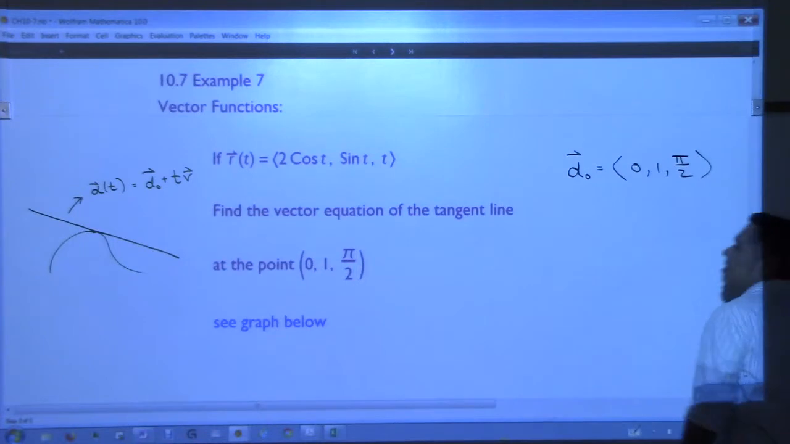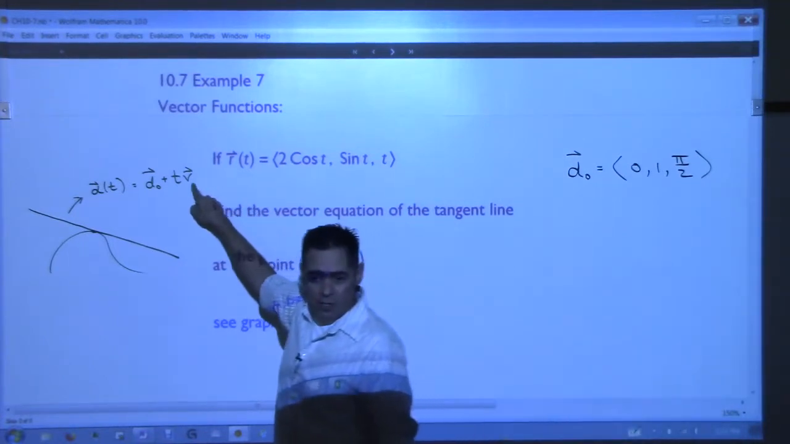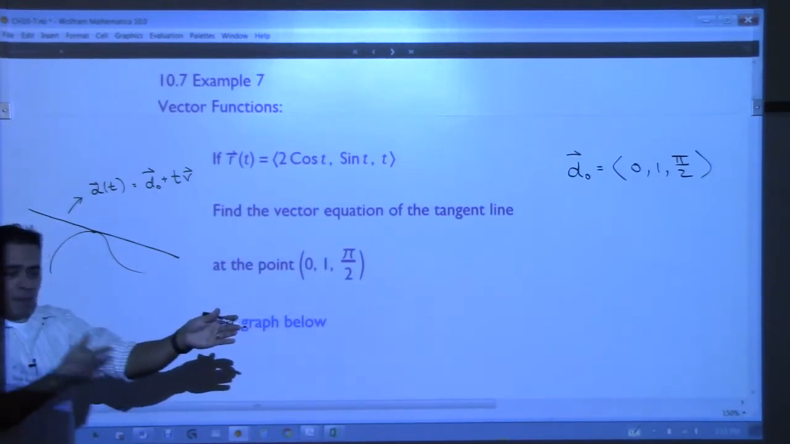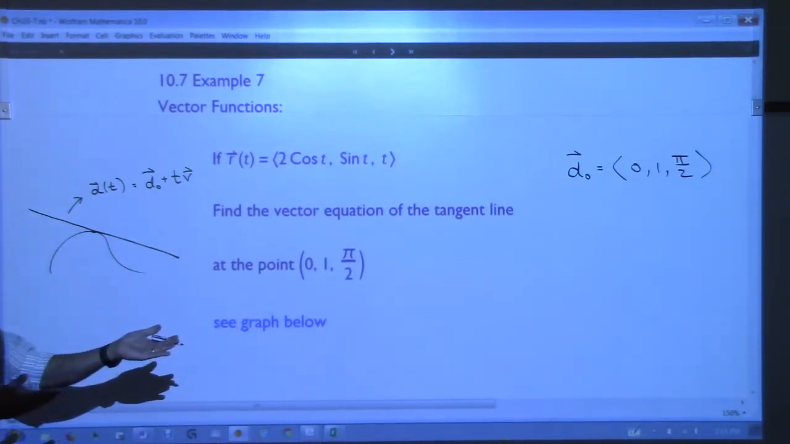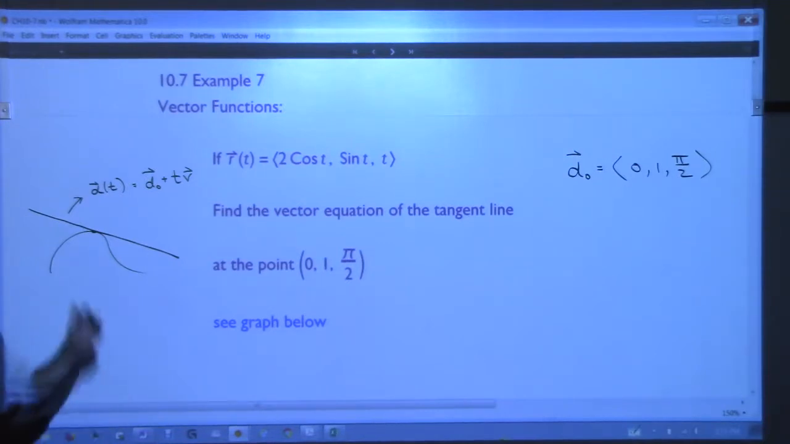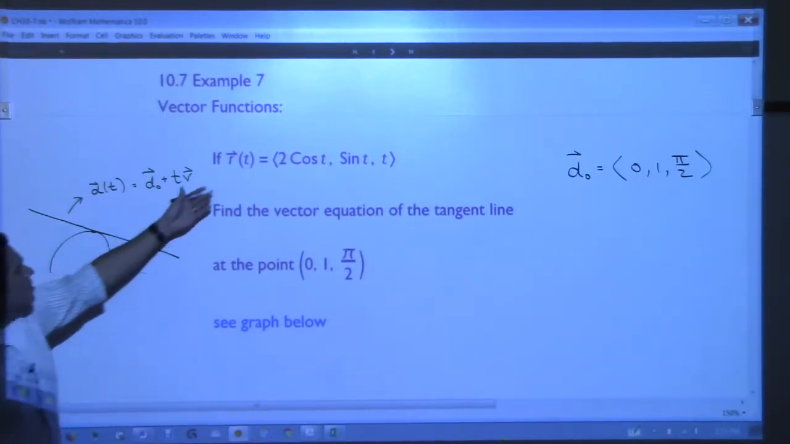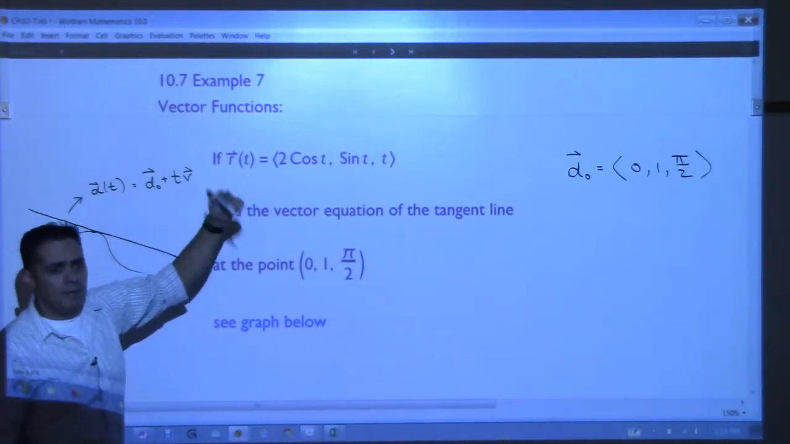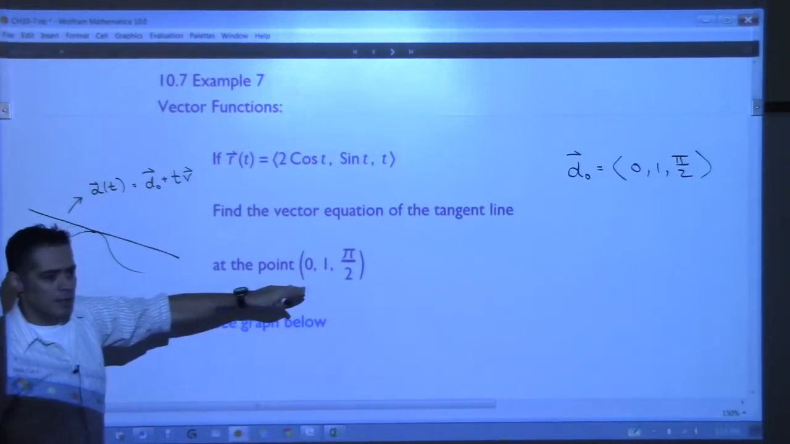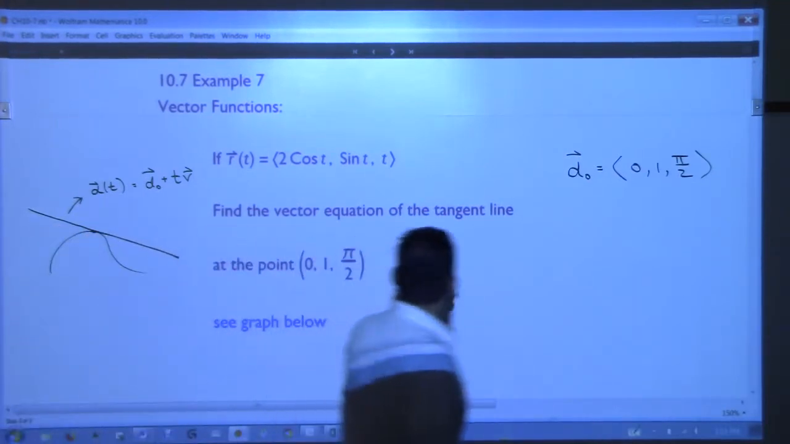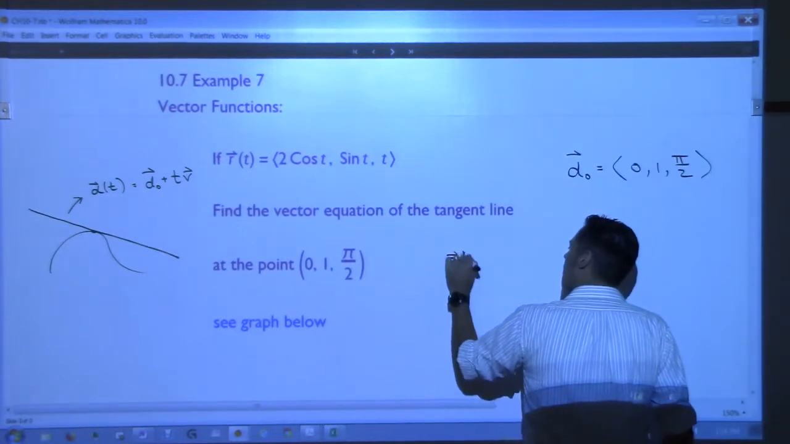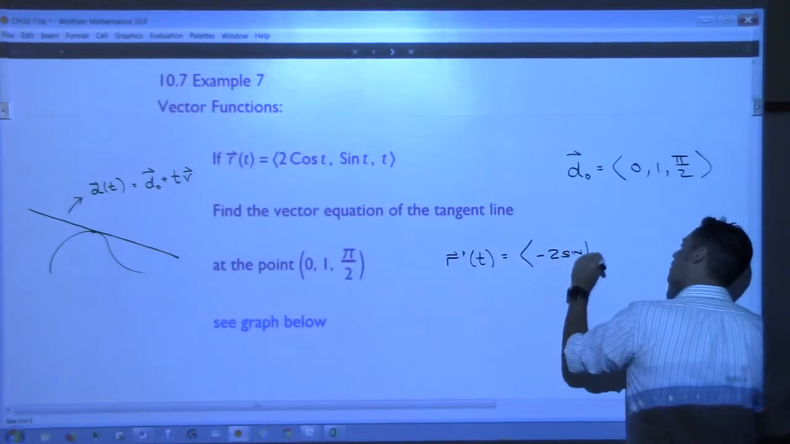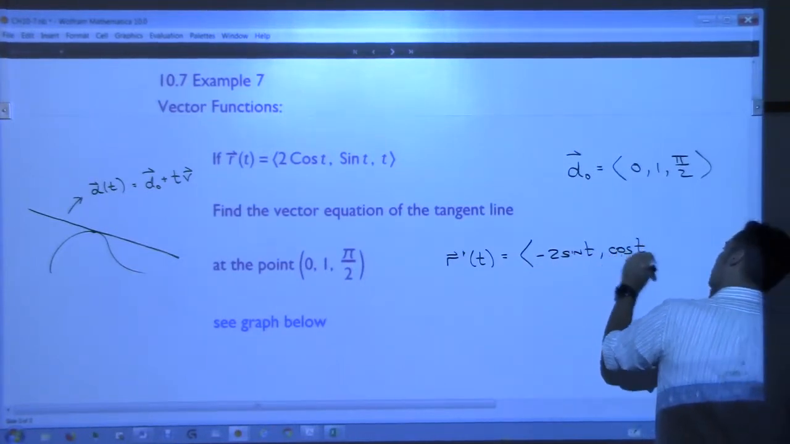Now all we need is the direction vector for the line. And the direction vector for our line should be parallel to what? The tangent vector of the curve, right? So we just need to compute the tangent vector: take the derivative of the vector function, and then figure out what the vector is at exactly this point. Okay, so let's do the derivative. What is r prime of t here? Hopefully it's a clean derivative. Negative 2 sine t, cosine t, 1.